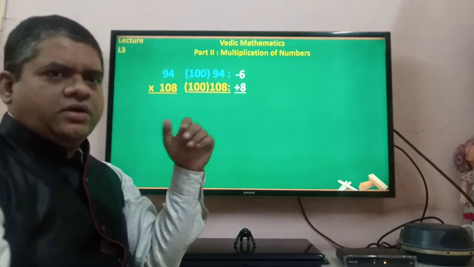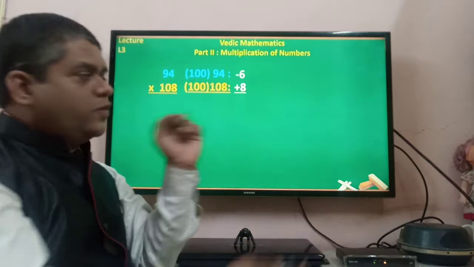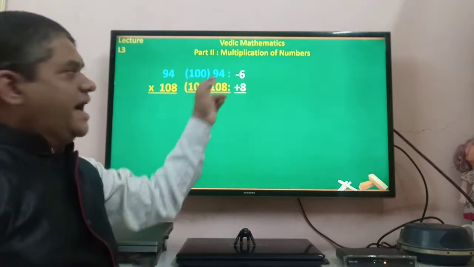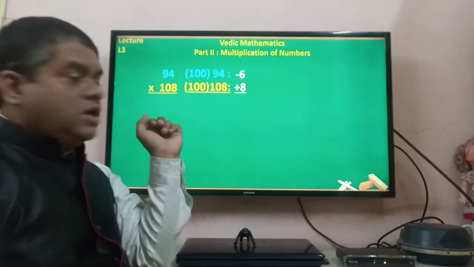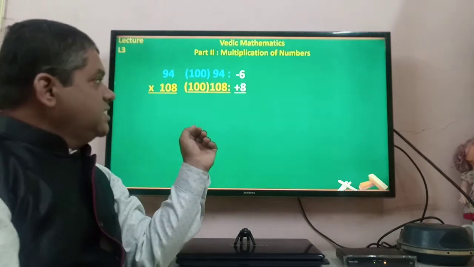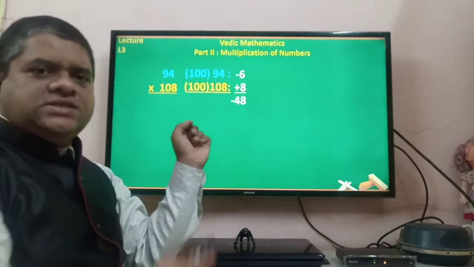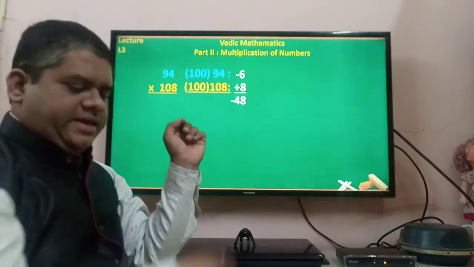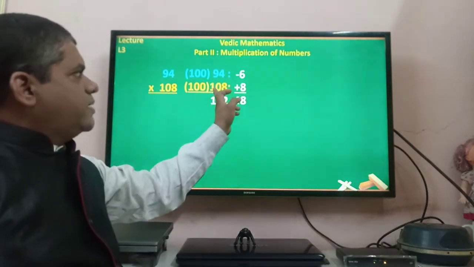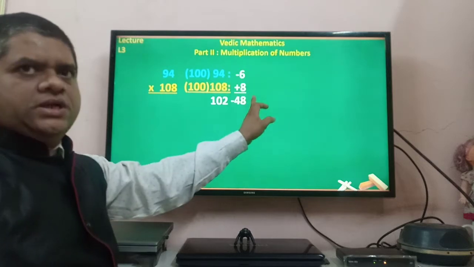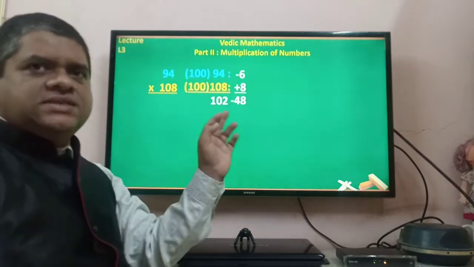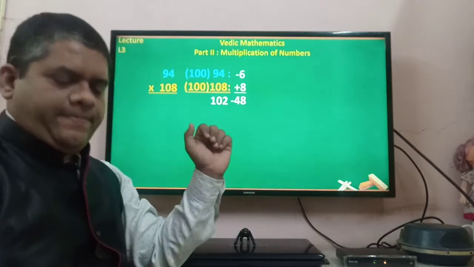So we have seen when you want to get the right hand side, we multiply these two. And when you want to get the left hand side, we simply add or subtract crosswise. So if you multiply these two numbers, what we'll get is minus 48, and this is the number we obtain on the right hand side. And the number on the left hand side can be simply obtained by addition or subtraction. It may be 94 plus 8 or 108 minus 6. The answer is going to be the same.